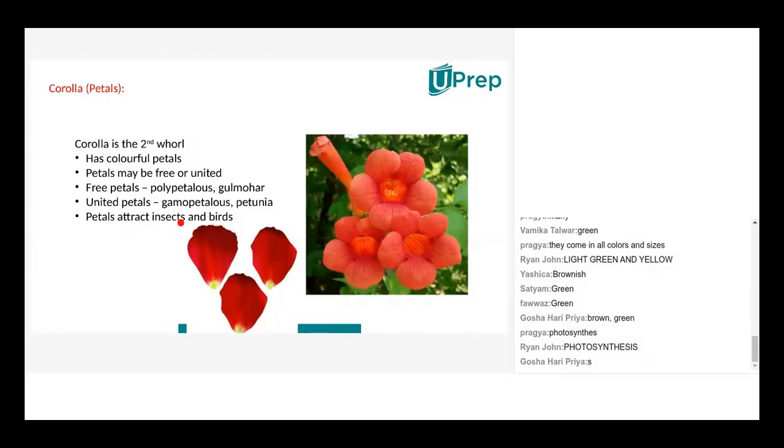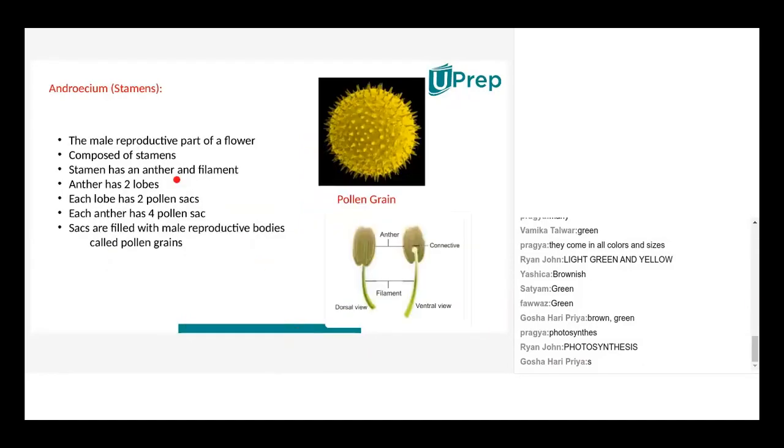Right? So this was the second whorl that we discussed, that is the corolla. Any doubt, any question on this? Ma'am, the Gulmohar flower is very different from all other flowers. Yes, so have you seen the picture? Yes, ma'am. Ma'am, it is having 4 petals on the top and at the bottom it is having like 5 petals, ma'am. Correct, correct.